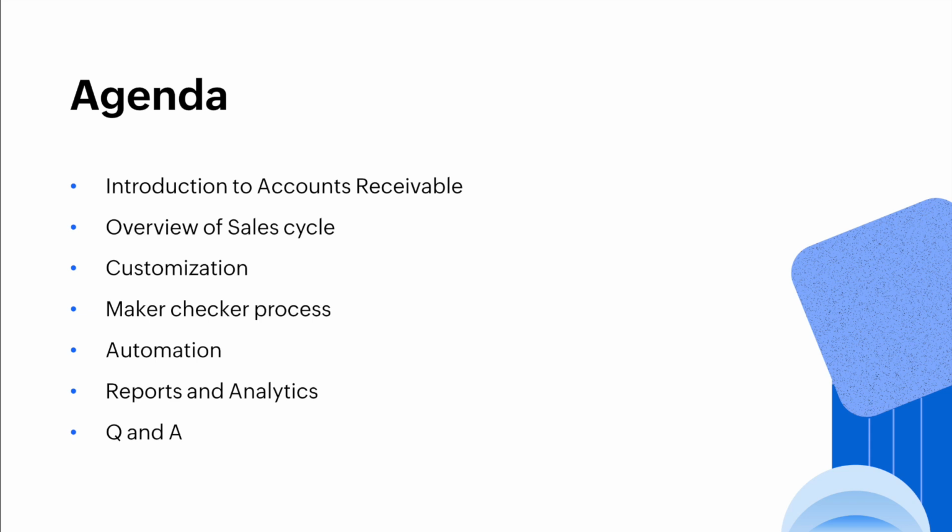Zoho Books, being a generic application, offers you a lot of customization options. So we will also understand the various customization capabilities available with the accounts receivable part. And then as your business expands, you could have multiple people in your organization to key in the data and for other things, right? In those cases, a maker and checker becomes essential. So let's understand what options we have here in Zoho Books to ensure that the transactions sent have almost zero error.